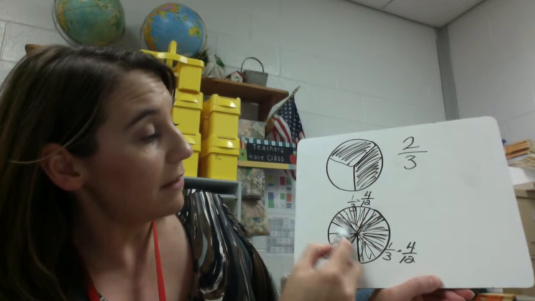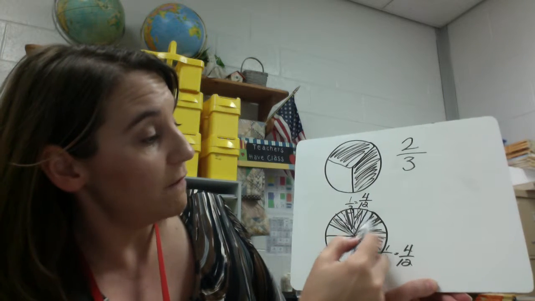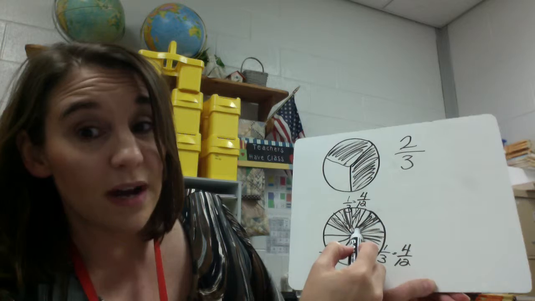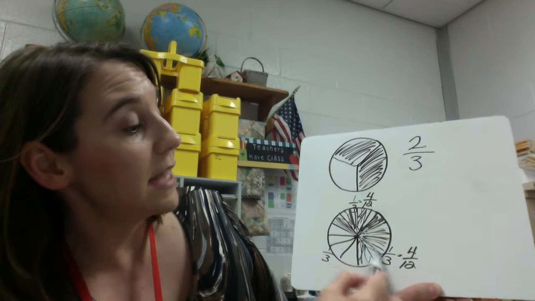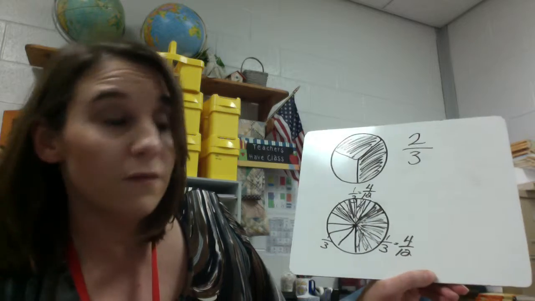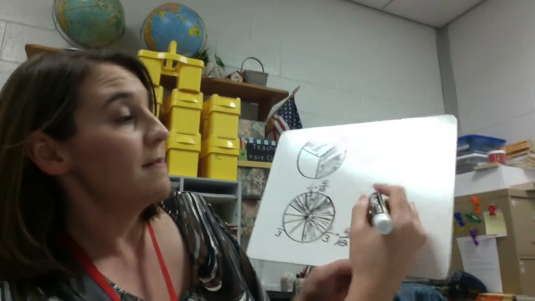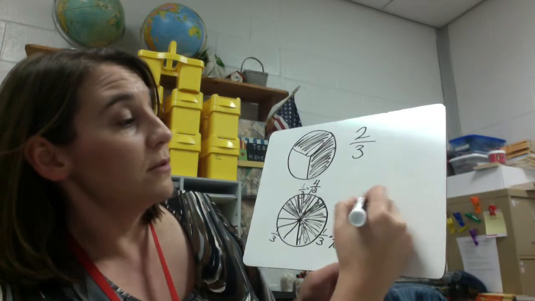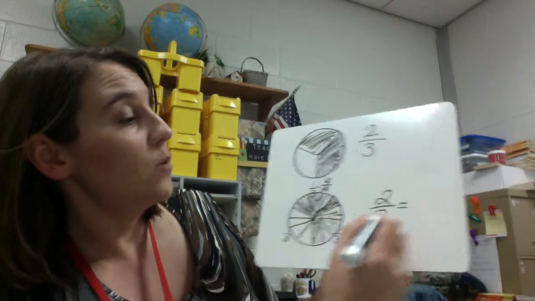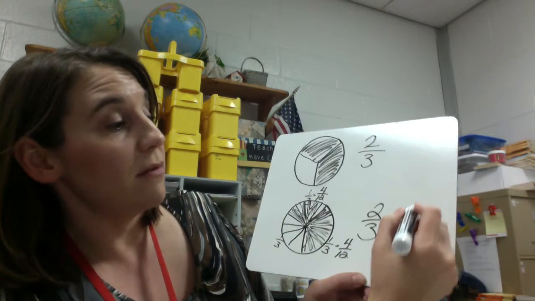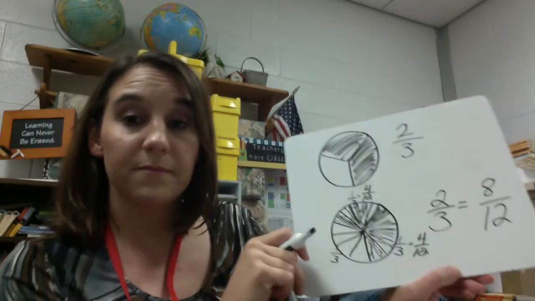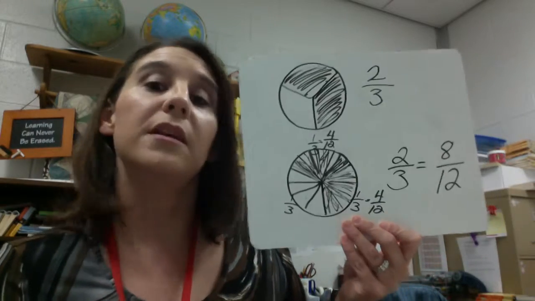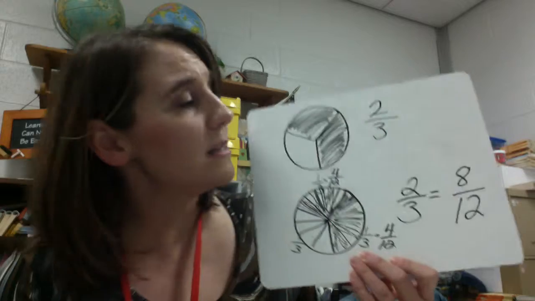Let me go back and count them. 1, 2, 3, 4, because 4/12 is a third. 5, 6, 7, 8. Another 4/12 is another third. So 2/3 is equivalent to how many twelfths? 8/12. I want to ask you, what do you notice about the size of the pieces?